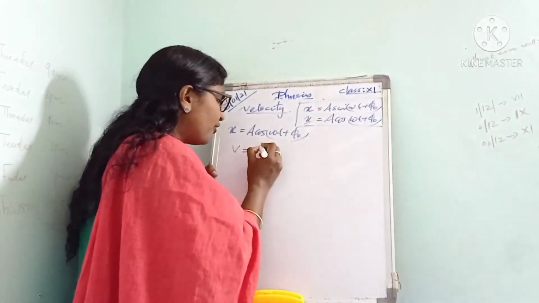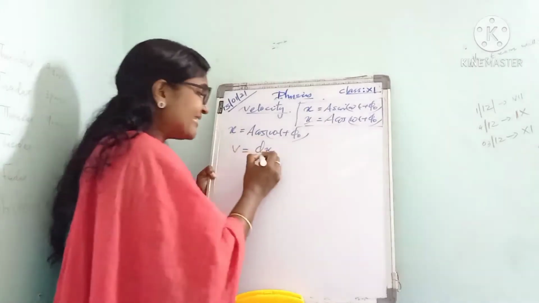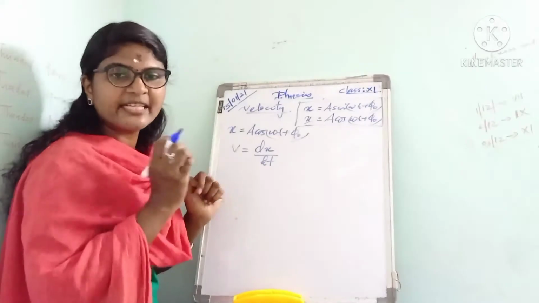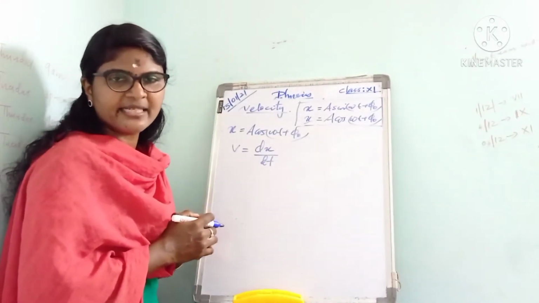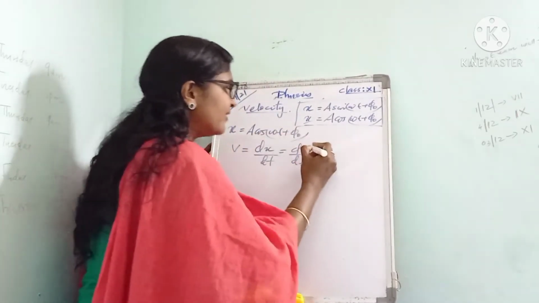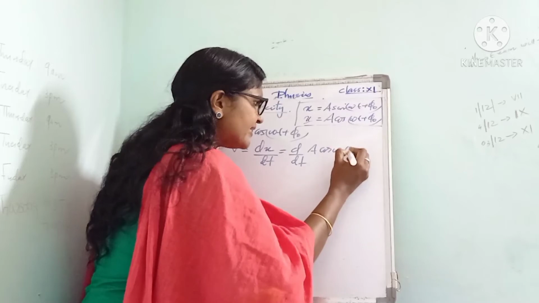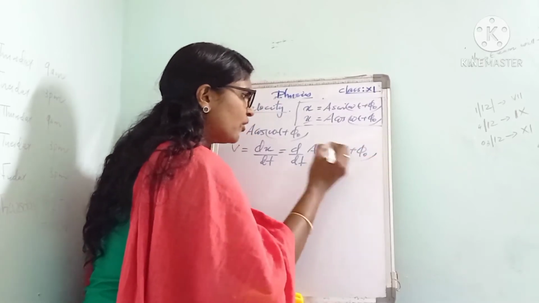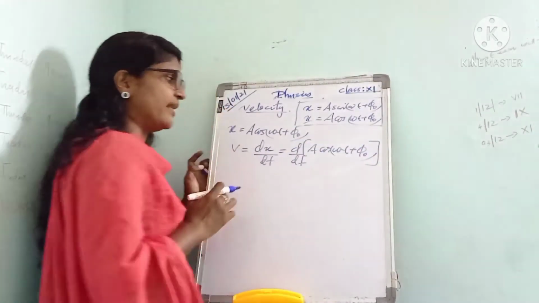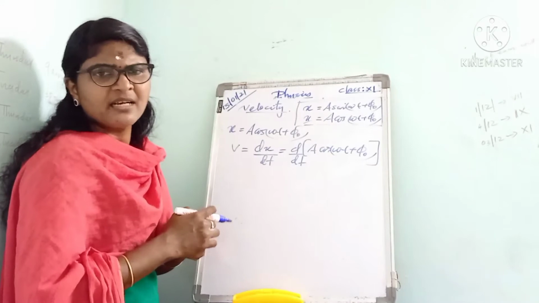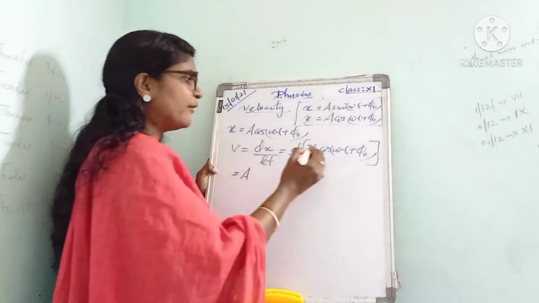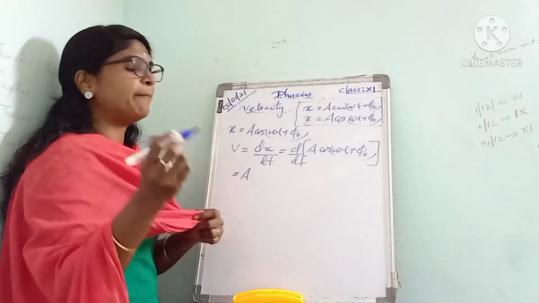For that we can write the rate of change of displacement, that is dx by dt. I think we have already learned: velocity equal to dx by dt. So d by dt of a cos(omega t plus phi 0). We have to differentiate this function. Here a is constant, so it is taken out, and the differential is applied to cos(omega t plus phi 0).